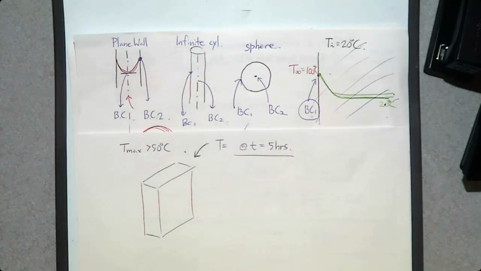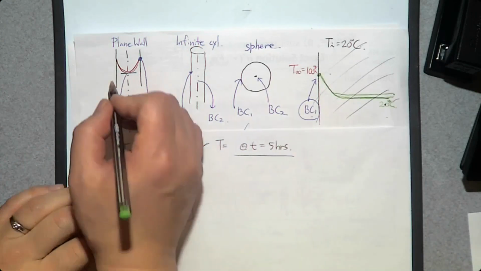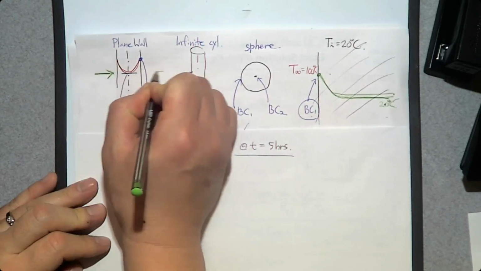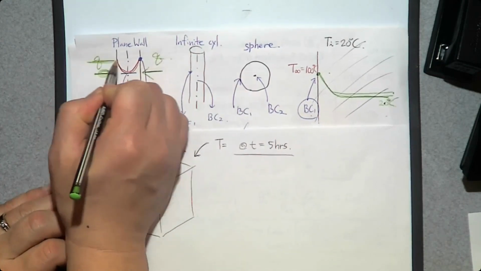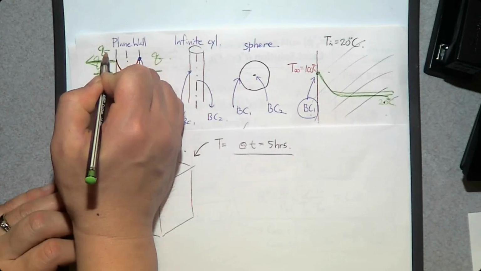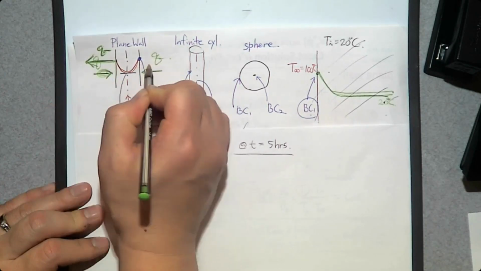Which one can we use? Can we consider this cell phone as a plane wall or infinite cylinder? Of course not. Sphere? No. Then what is it? Can we assume that this one is a plane wall? Not necessarily. What is the heat transfer direction for this plane wall? The heat transfer direction for this plane wall is going to be from the side, this way, Q, or the other way, Q. So the heat transfer from the cell phone to the surrounding is going to be to the side.